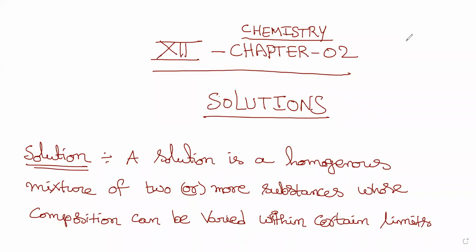Welcome to everyone. Today our topic of discussion is 12th chemistry chapter 2, Solutions. So what is the definition of a solution? A solution is a homogeneous mixture of two or more substances whose composition can be varied within certain limits. So this is the definition of the solution.